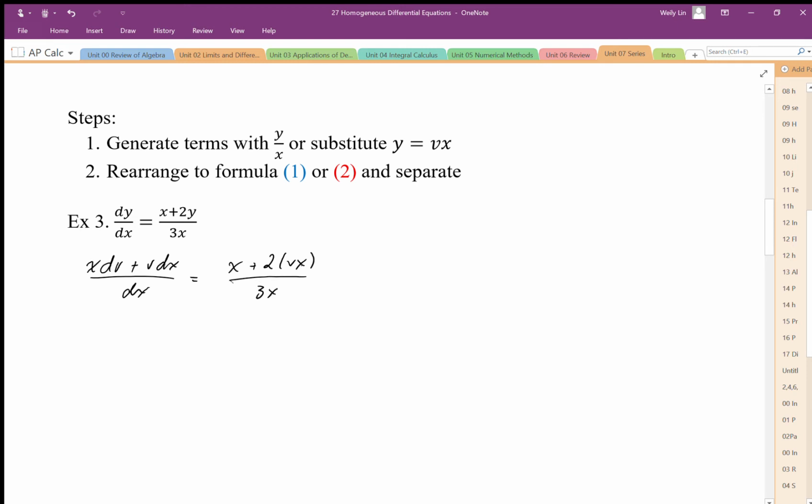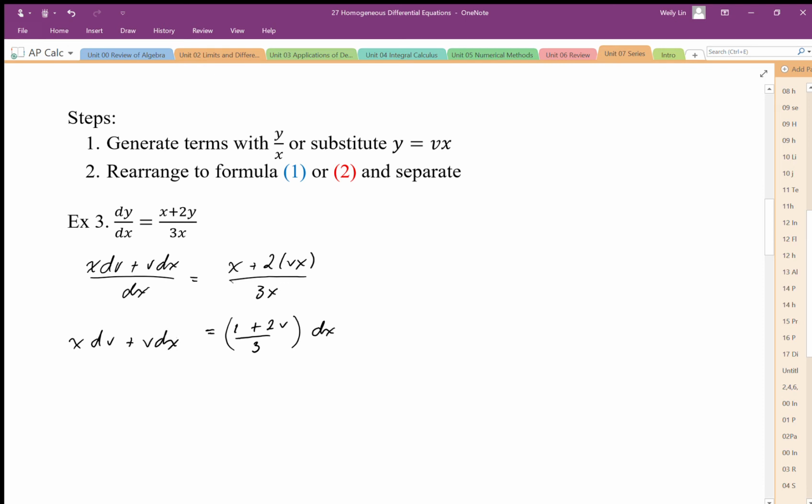Okay, so we can simplify things here. This side simplifies to 1 plus 2v all over 3, and we'll separate these parts here. So we're going to multiply that by dx, and this is going to be x dv plus v dx.